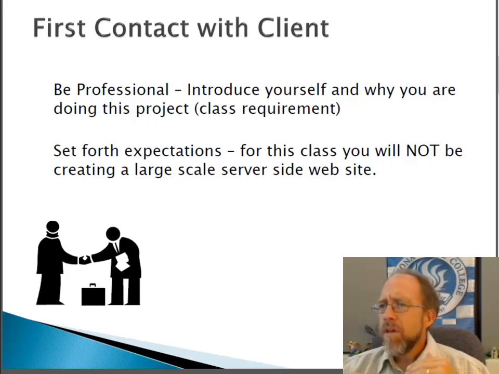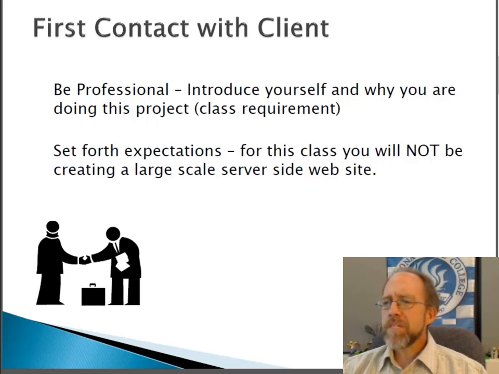So when you meet with that client, you want to be professional, okay? And the basic first contact is introduce yourself. Tell them who you are, why you're doing this, and explain to them that this is a requirement for a class that you're taking. This is not a professional paid job. This is what you're doing.